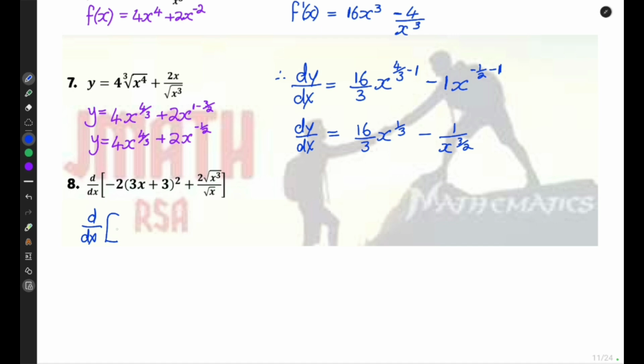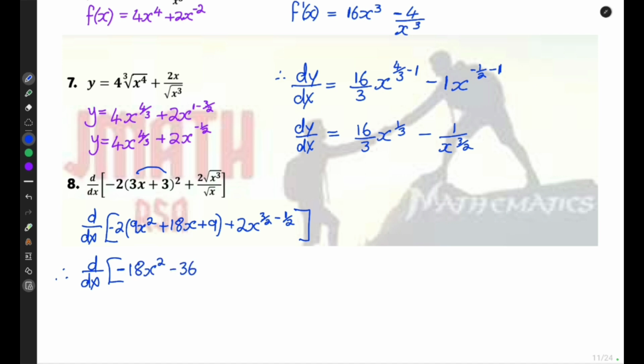I need to FOIL them and then multiply the minus 2 in. Just for safety, I'm not going to do it in one step. So 3x times 3x gives me 9x squared. Then multiply them, but times them by 2. So 3 times 3 is 9, times 2 gives me 18x, and then plus 9. Okay, the bottom part, I can rewrite that as 2, and then x to the 3 over 2 minus 1 over 2, and then close the block bracket. Therefore, d over dx, block bracket still, I need to multiply in the minus 2, so minus 18x squared minus 36x, and then minus 18 plus 2, and then that is actually just 1.5 minus half just gives me 1.